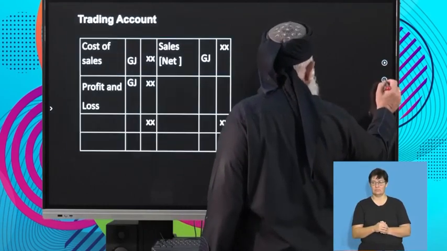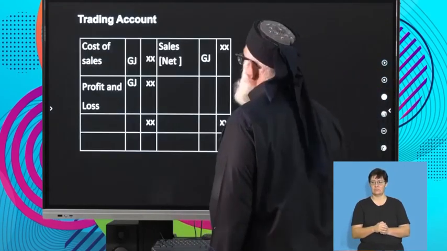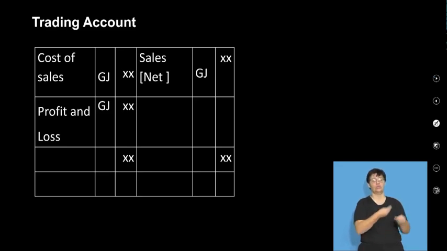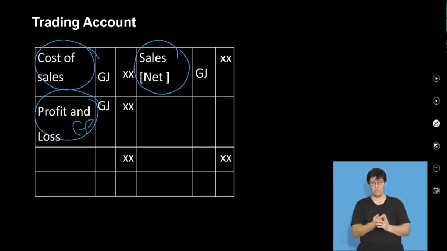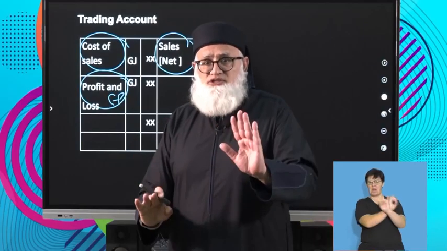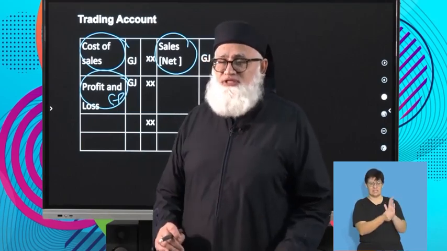We now look at the trading account. If you're using a perpetual inventory system, in your trading account, you've got three components. What are those three components? They are your sales, your cost of sales, and obviously the profit and loss, which is your gross profit figure that you calculate. So the trading account of a perpetual inventory is pretty straightforward. Sales, cost of sales, and your profit and loss.